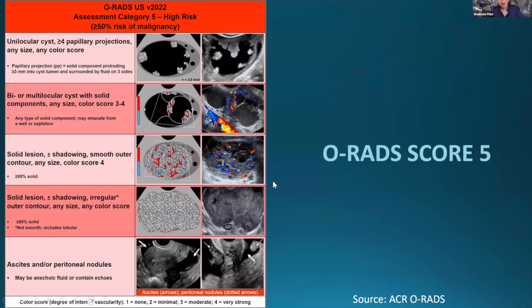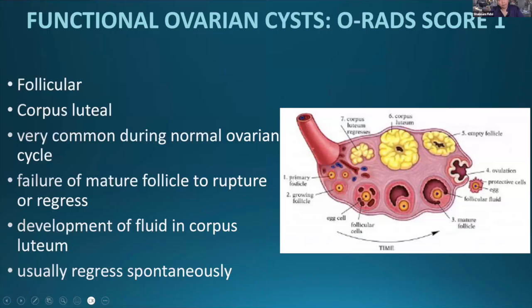When I review ovarian neoplasms in the latter half of this presentation, you'll notice that most of those lesions are either going to be O-RADS 4 or O-RADS 5. So let's start with O-RADS score 1, which is basically functional ovarian cysts. And these include follicular cysts and corpus luteal cysts.